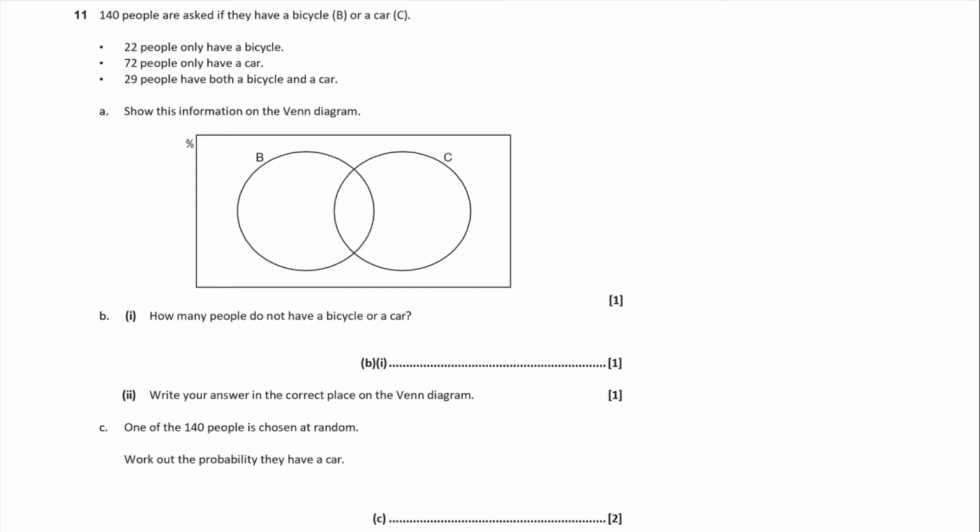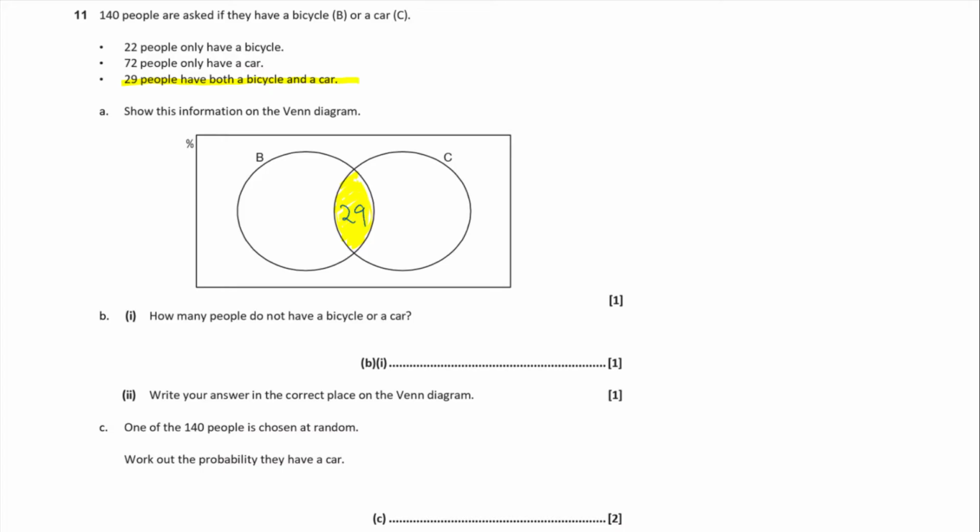So how can this information fit in? Normally I like to start in the middle, because that's easiest to do with these things. So which one is the middle? 29 people have both a bicycle and a car. So I'm pretty confident that the number 29 goes in that middle bit there.